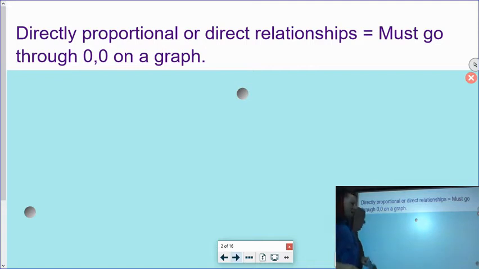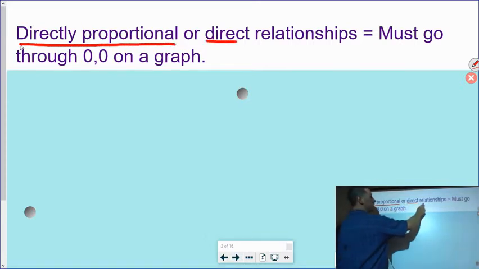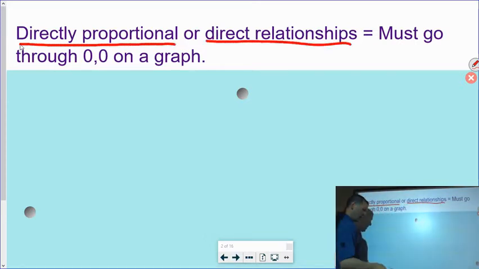So first of all, we're going to take care of a little bit of language that we're going to be using in this unit. One of the words you need to know is directly proportional or a direct relationship. A couple things you need to know about that is that if we're having it on a graph, we will go through 0, 0 on a graph. So that's kind of one of the key points.